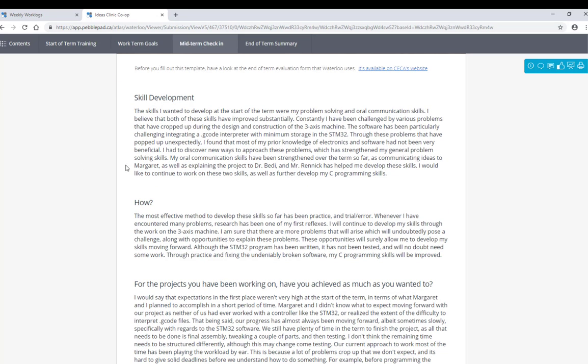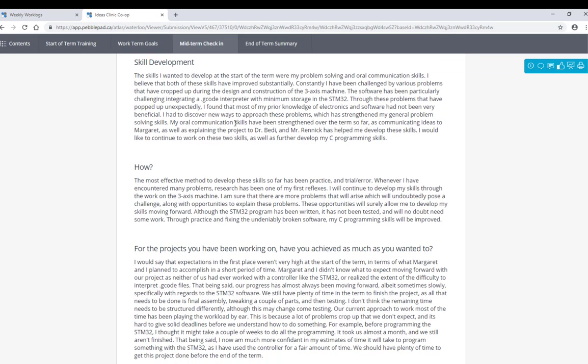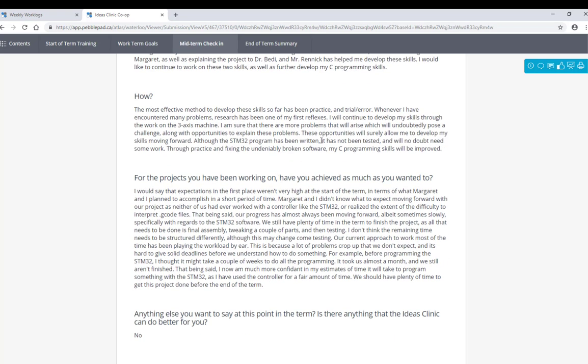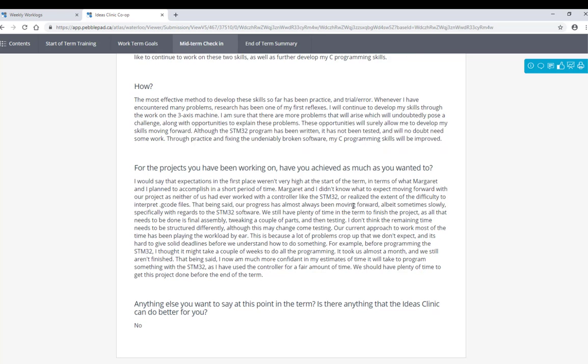So with this one, these are really the reflective templates that they filled in. For the midterm check-in, they were looking back at the work term goals that they had set, the skills that they were hoping to develop, and commenting on their progress, basically. I also got them to look at, from a project management point of view, how their projects were going, to pay attention to the fact that these things take longer than they think they do, and really look backwards on the first half of the work term.